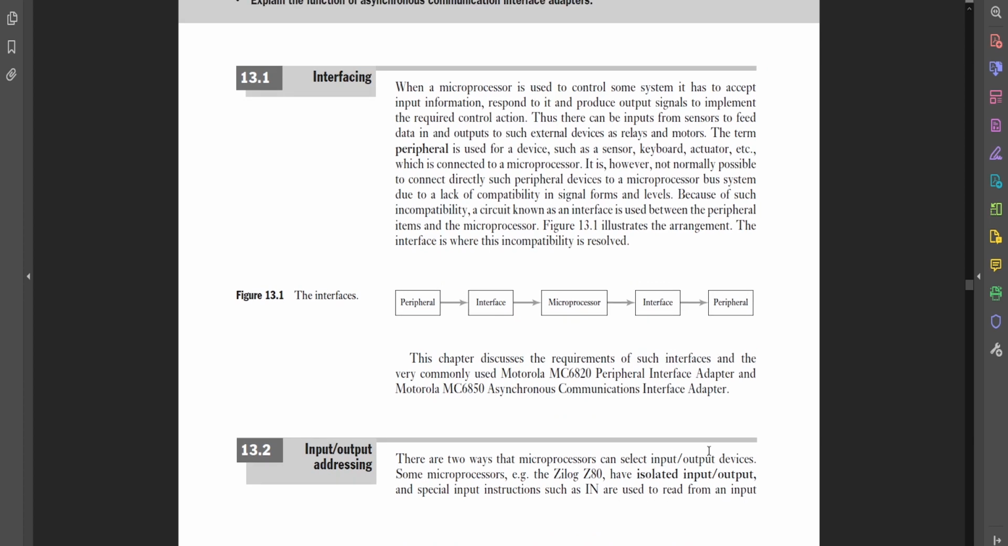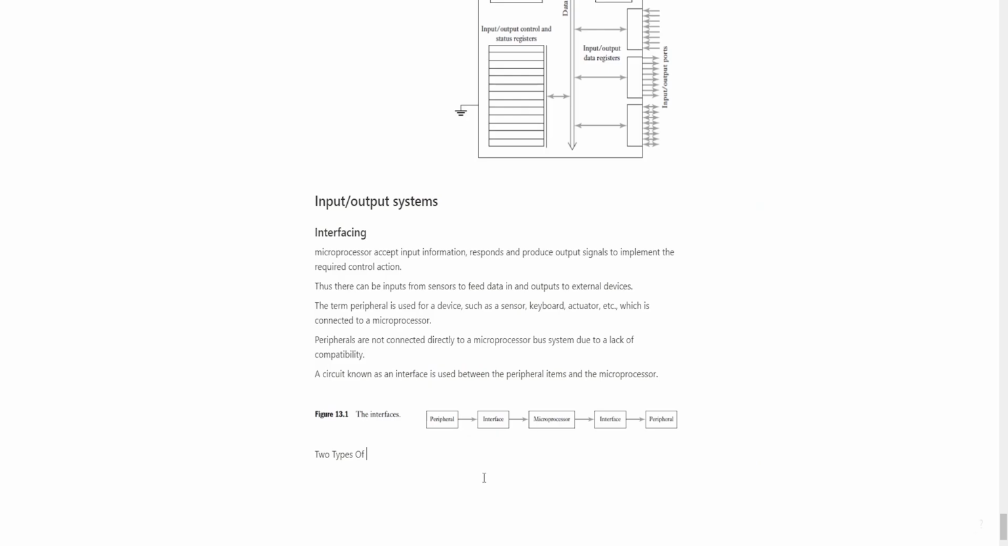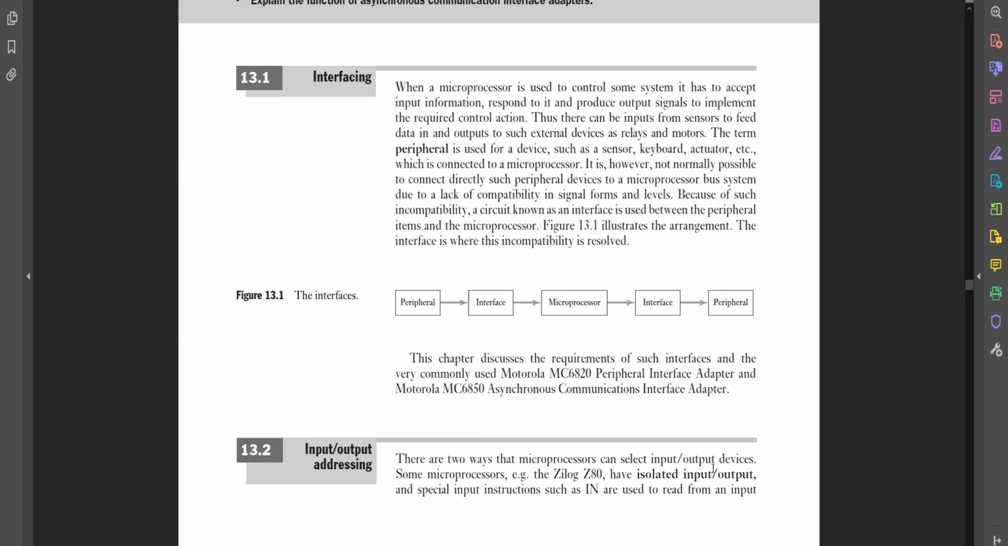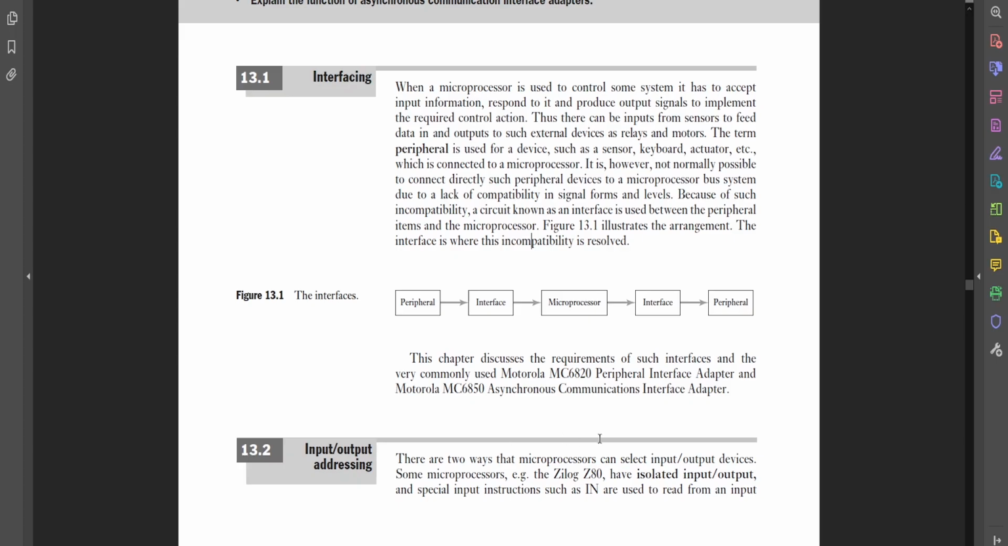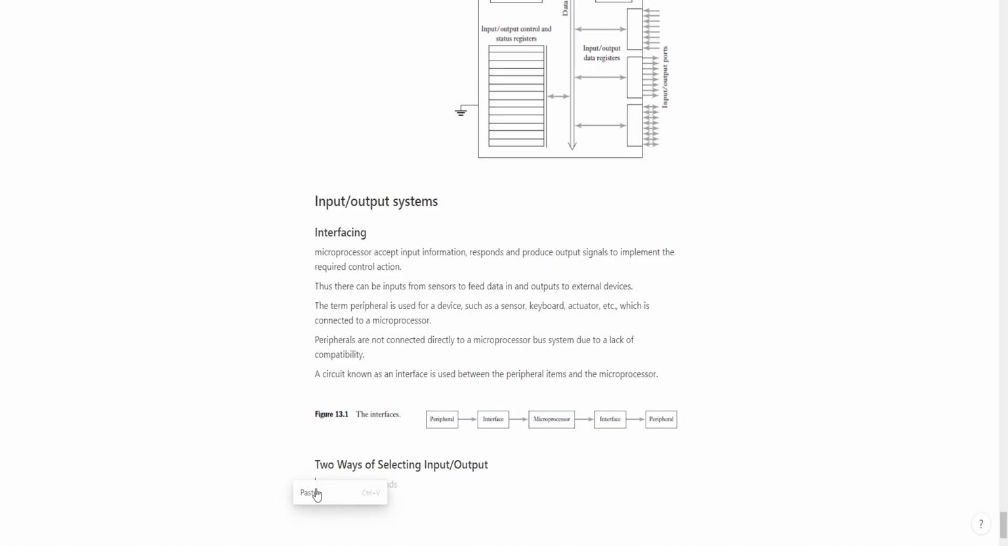Two ways of selecting input output, right? So you've got isolated input output and special input instructions. That's one, right?